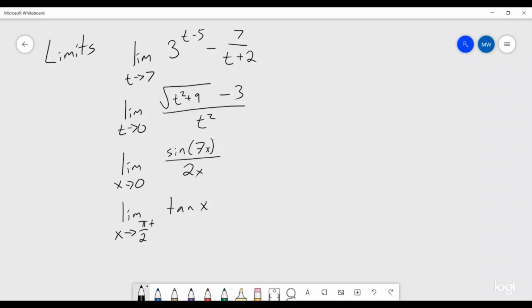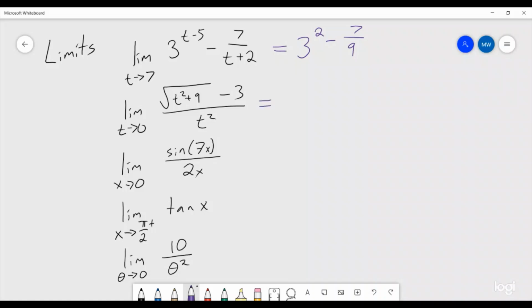And actually, let's just throw one more in: limit as theta goes to 0 of 10 over theta squared. Okay. So for this first one, if we just plug it in, we're not going to get any problems. This function is continuous at 7, so we can just plug it in. So that's going to be 3 squared minus 7, which is 2. So that's our answer for our first one.